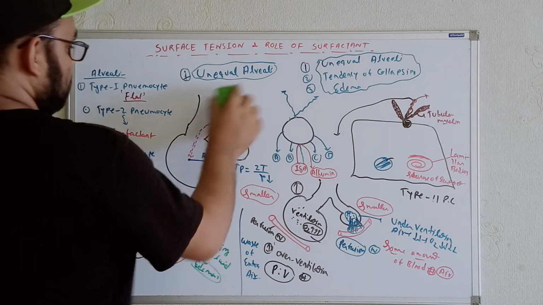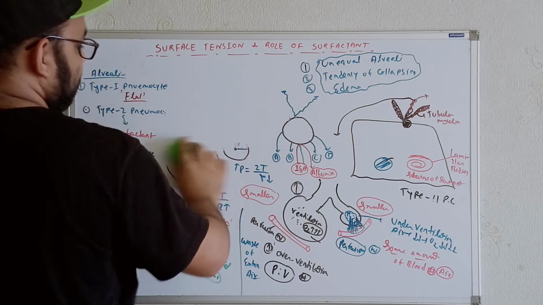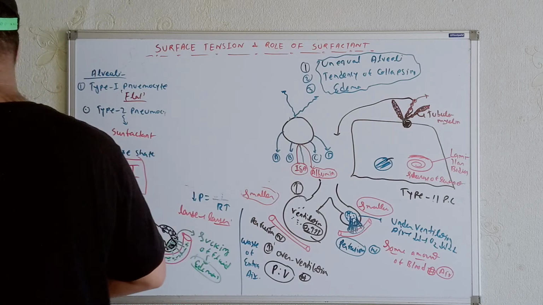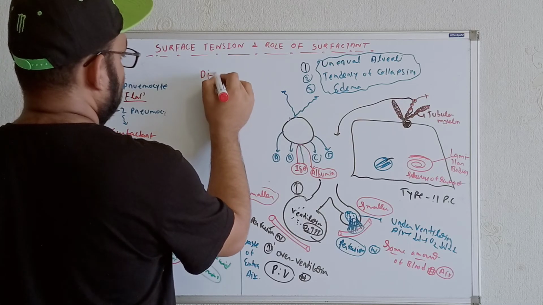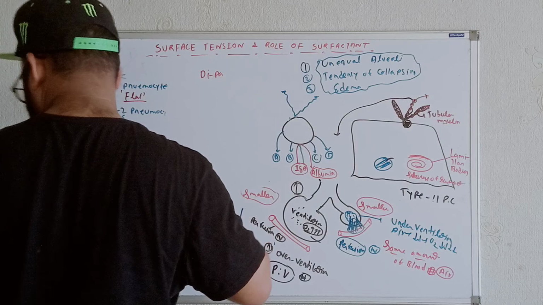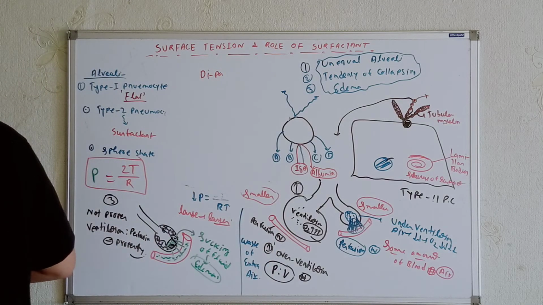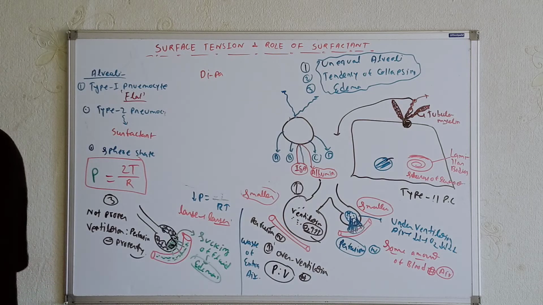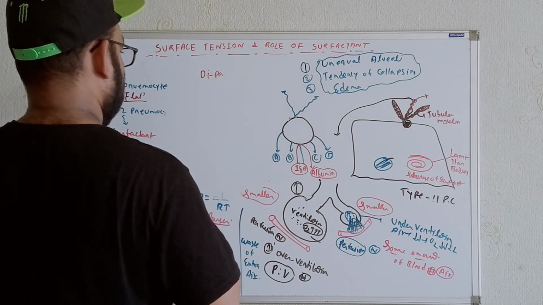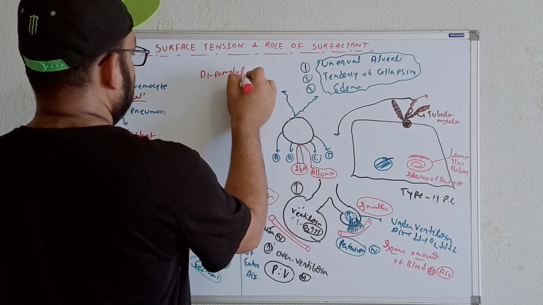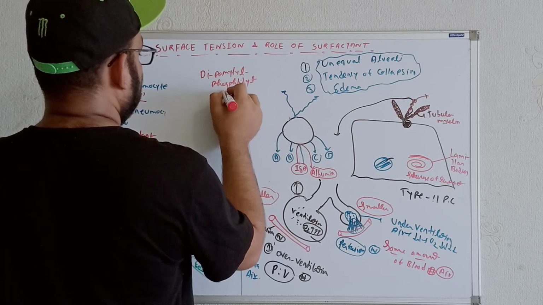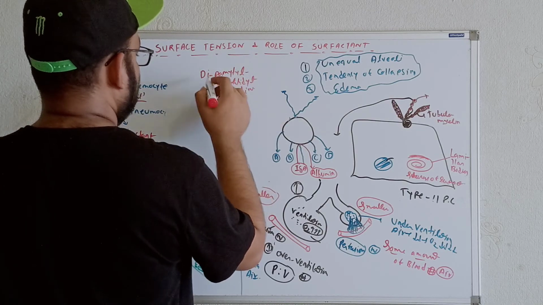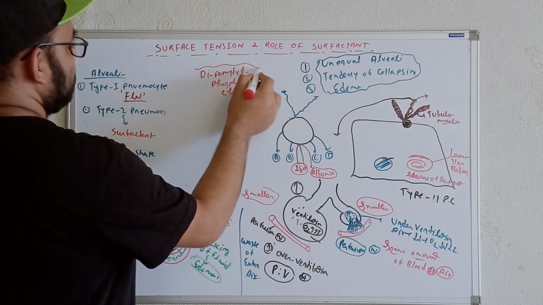Actually the surfactant molecule is known as, let's erase this part for you, dipalmitoylphosphatidylcholine. So this is actually the surfactant molecule.